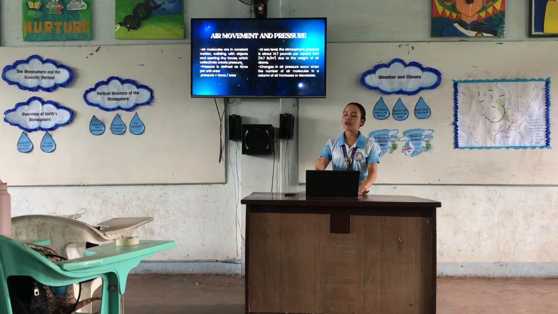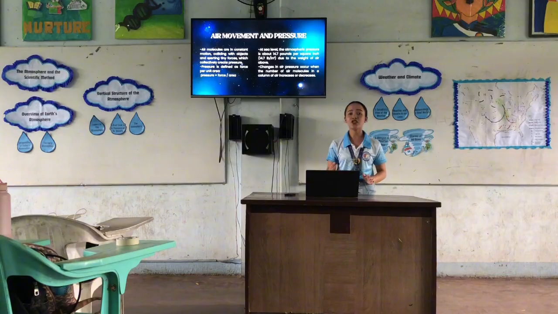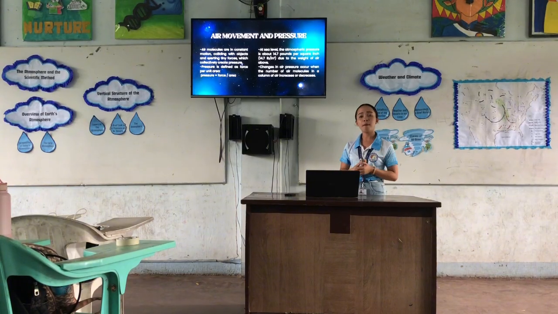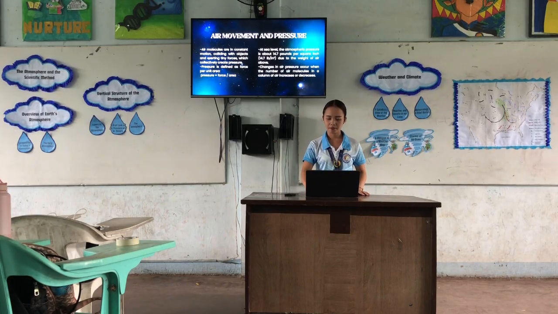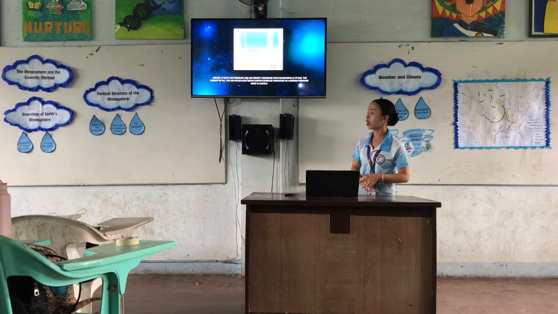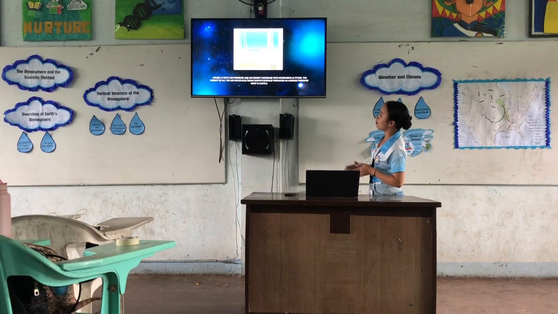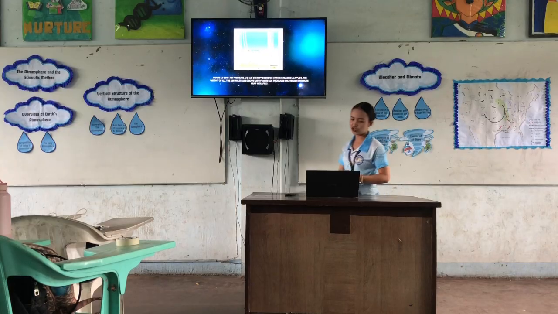At sea level, the atmospheric pressure is about 14.7 pounds per square inch due to the weight of air above. Changes in air pressure occur when the number of air molecules in a column of air increases or decreases. So this is figure 1. Both air pressure and air density decrease with increasing altitude. The weight of all the air molecules above Earth's surface produces an average pressure near 14.7 pounds per square inch.